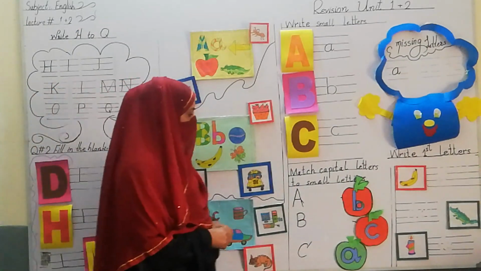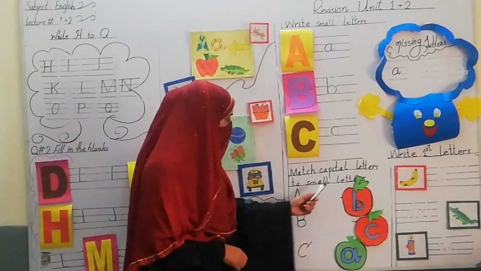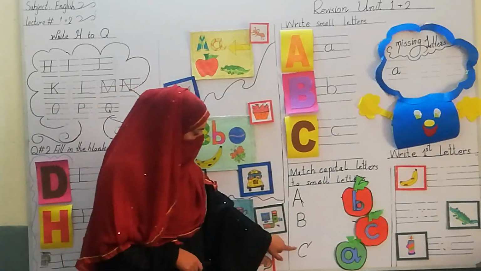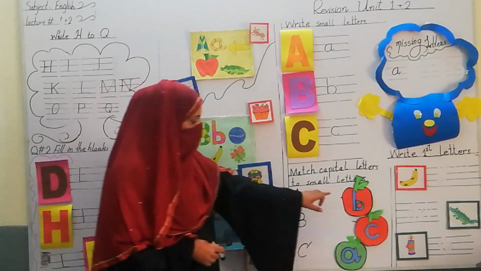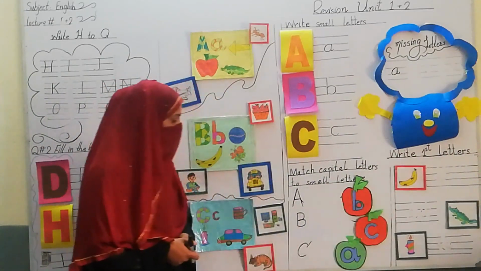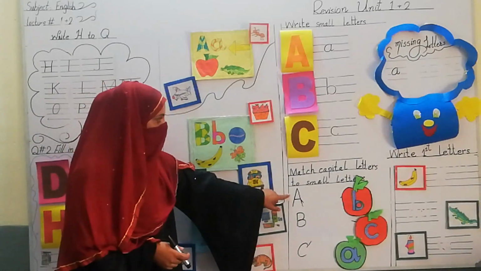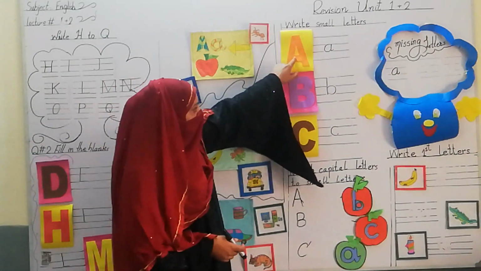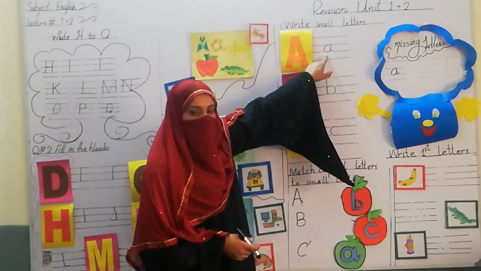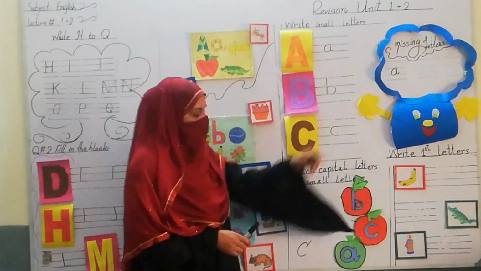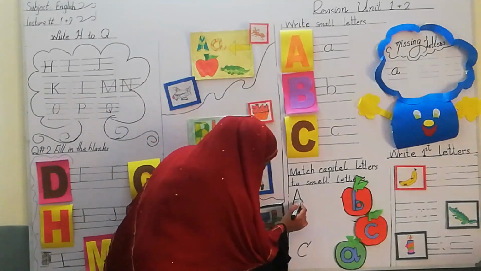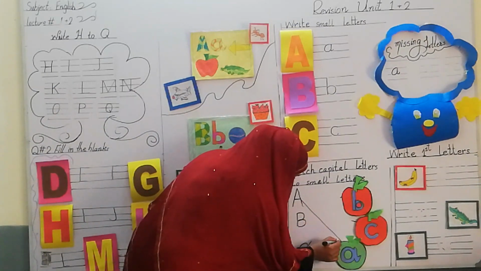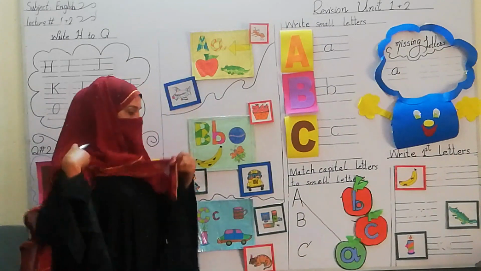Move to the next question. Match capital letters to small letters. Look here. These are all capital letters and these are all small letters. Which letter is this? A. This is capital A. And this is small letter A. Where is the small a? Find out the small a. Draw a line, capital A to small letter A.